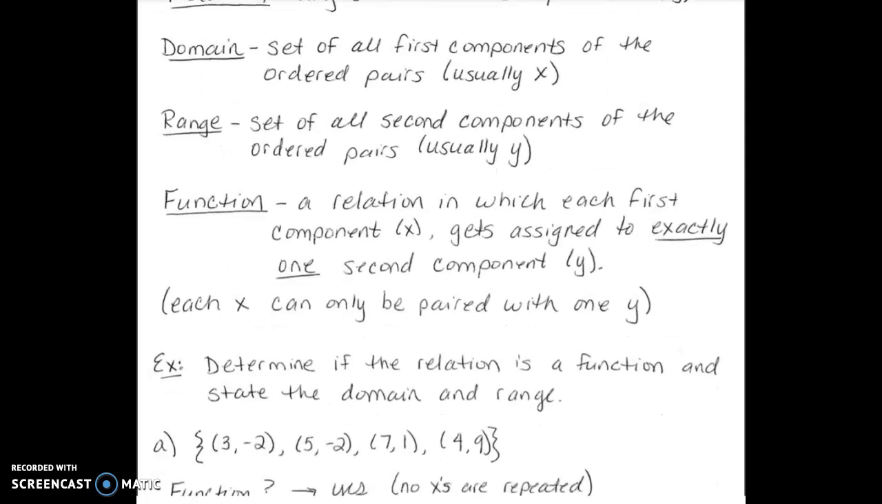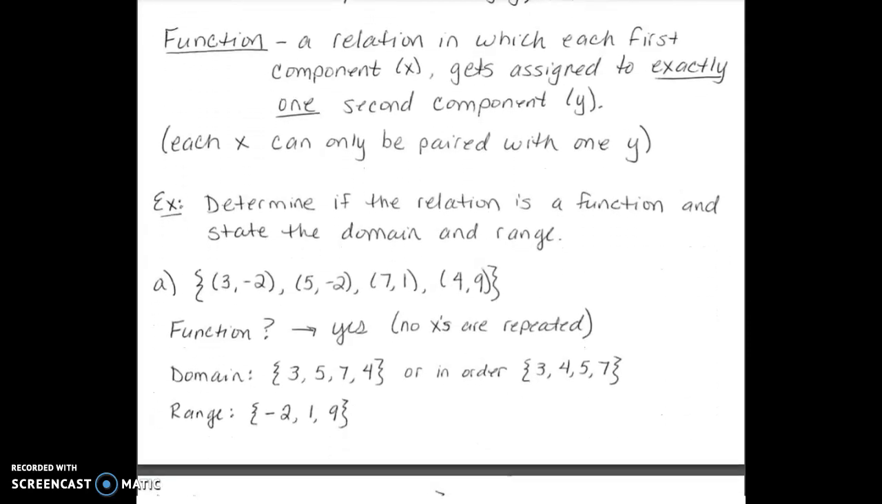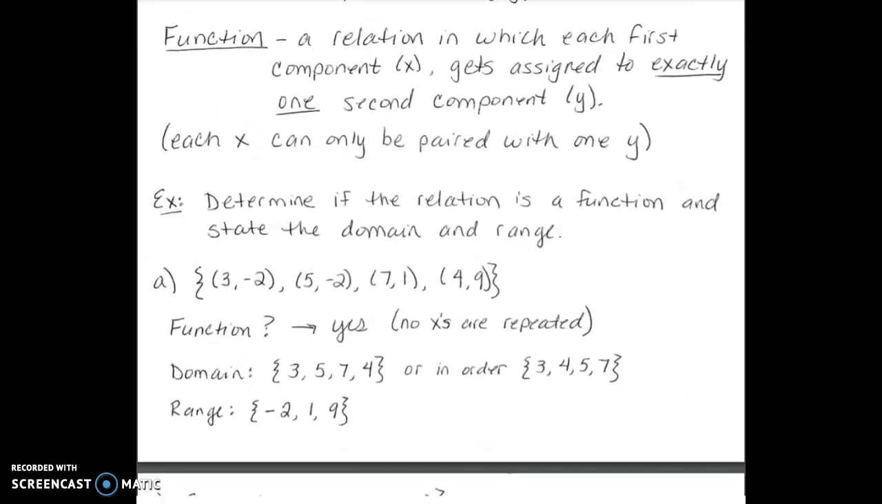So our first example is using a relation defined as a set of ordered pairs to decide whether or not it's a function and then to state the domain and the range. So for the first example, we have the set of ordered pairs (3, -2), (5, -2), (7, 1), and (4, 9). So the first question, is this a function? And our answer here would be yes, because no x's are repeated.